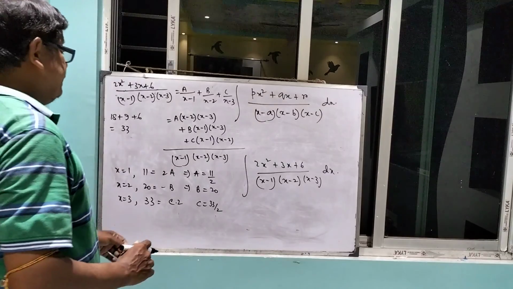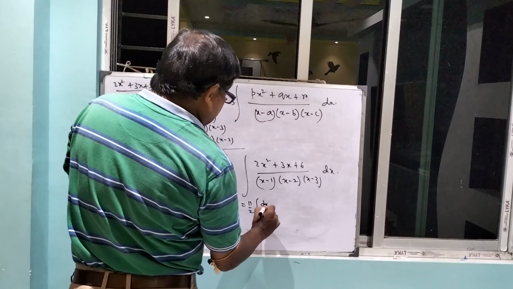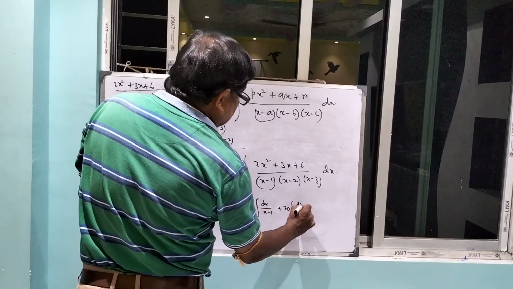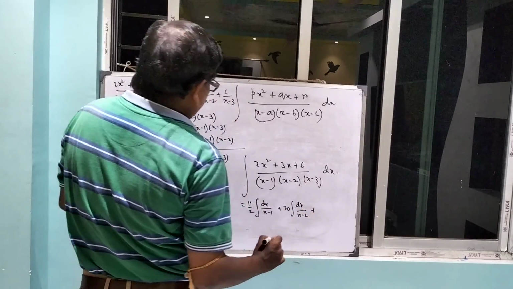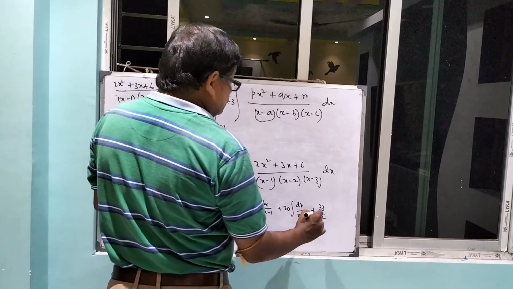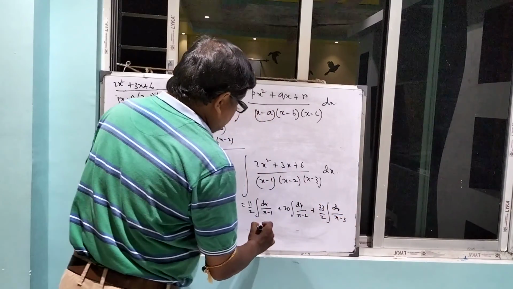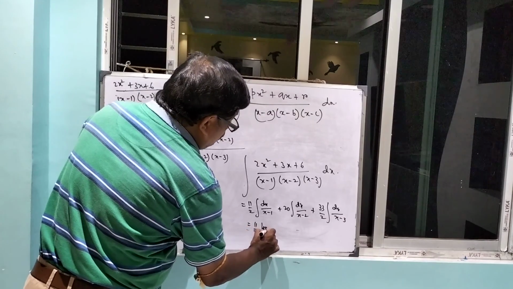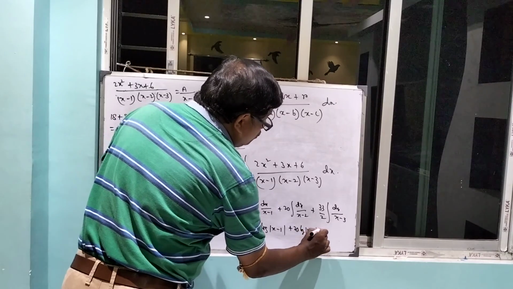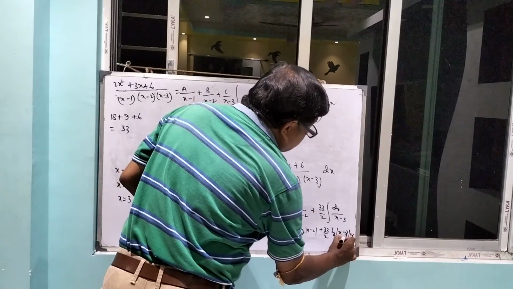Understood? So you can write here 11 by 2 integration dx by x minus 1 plus 20 integration dx by x minus 2 plus 33 by 2 integration dx by x minus 3. So 11 by 2 log of x minus 1 plus 20 log of x minus 2 plus 33 by 2 log of x minus 3 plus c.